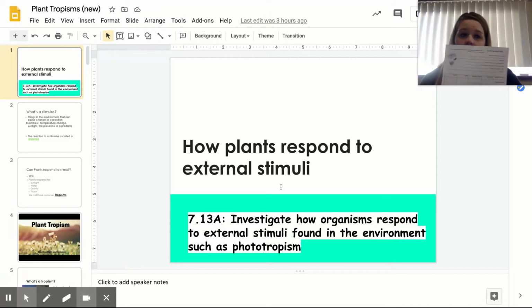Your TEK that the state of Texas wants you to know is investigate how organisms respond to external stimuli found in the environment, such as phototropism.